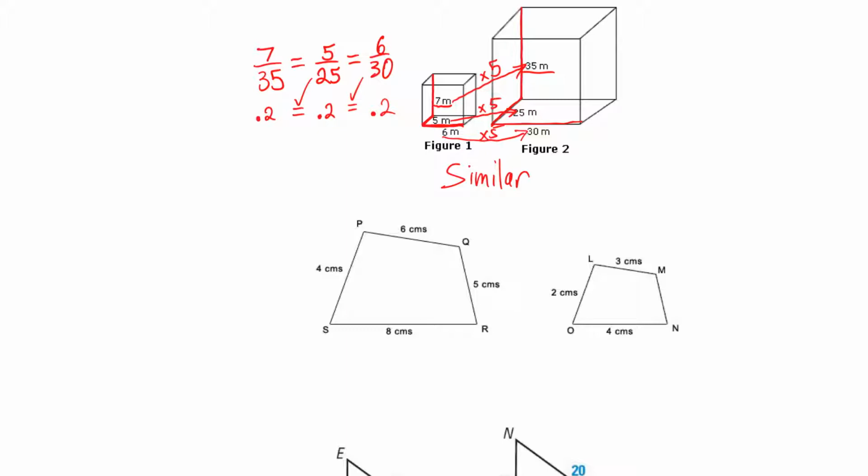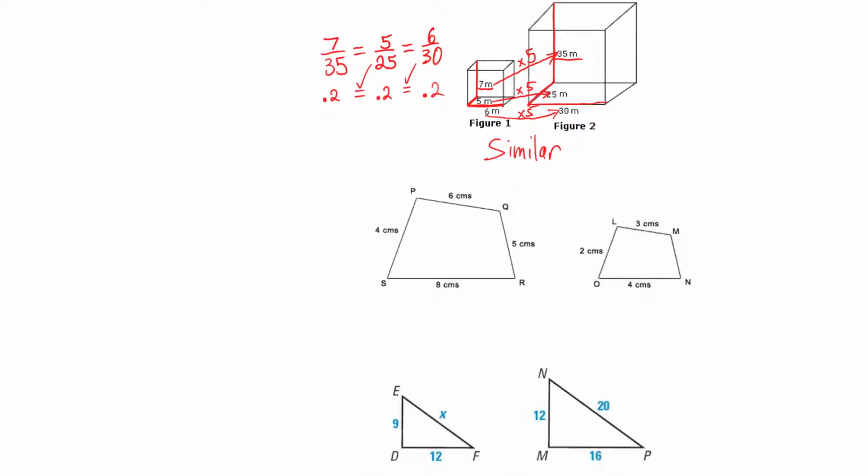Next one, I want to know if these two quadrilaterals are similar to each other. All right, so let's think about this. What does the 6 match up to? The 3. So the 6 is to the 3 as the 4 is to the 2 as the 8 is to the 4. Are all of those equal to each other? Yes. What's 6 divided by 3? 2. What's 4 divided by 2? 2. And 8 divided by 4 is 2. So all these are equal. These are similar.